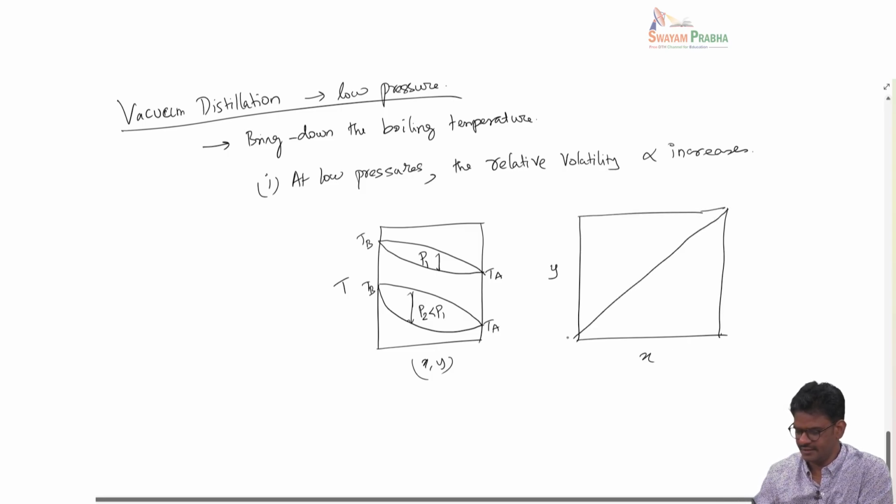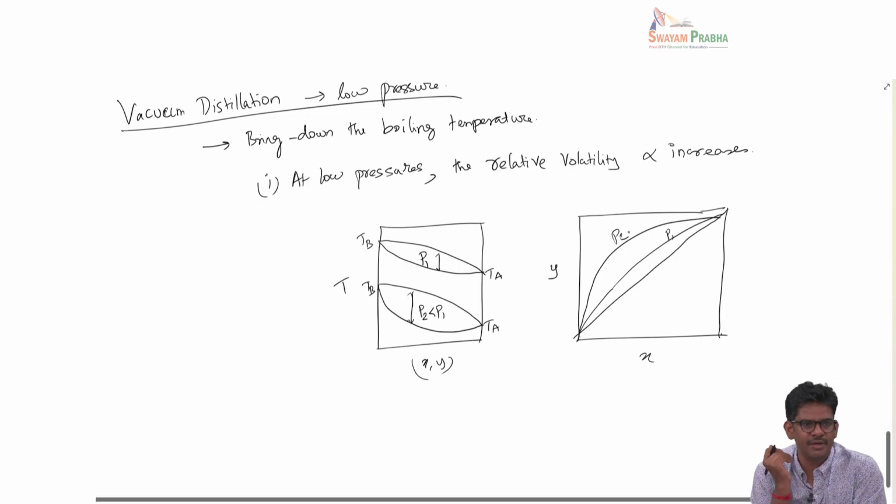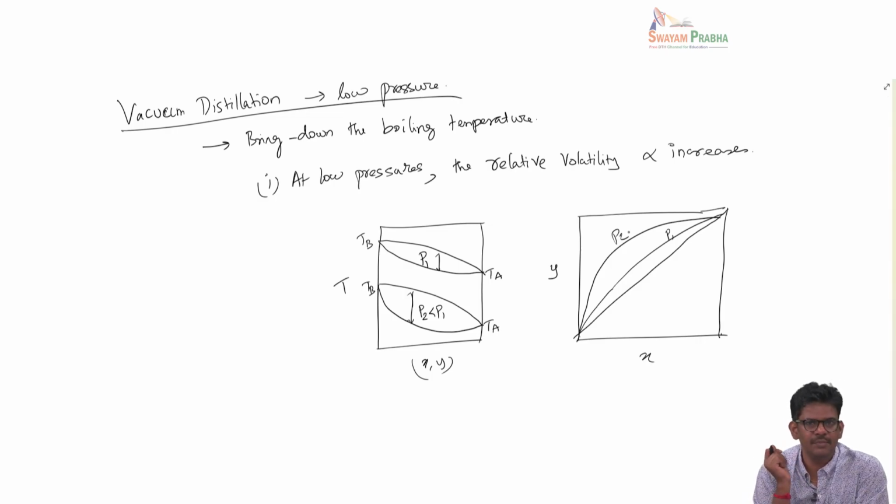This can be more clearly seen in the XY diagram. This is the 45-degree line, and if you get this XY diagram for P1, for P2 it would be something like this. You can see that P2 is much farther away from the 45-degree line compared to P1, meaning that the relative volatility has now increased at low pressures. This is coming purely from thermodynamic reasons. So we can take advantage of the increased relative volatility by operating the distillation column at low pressure.